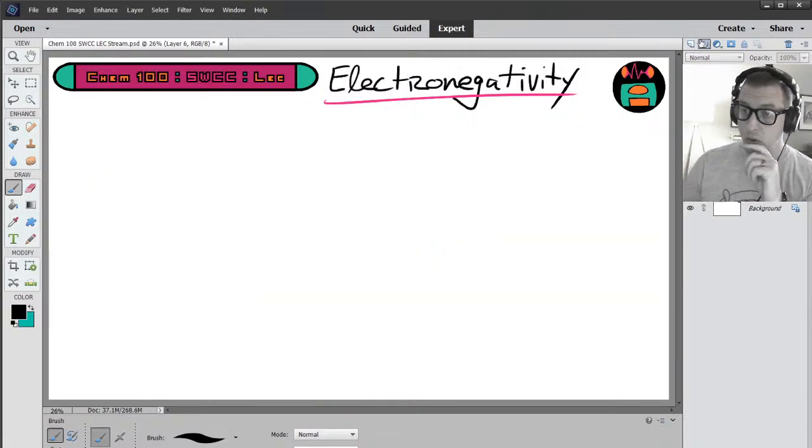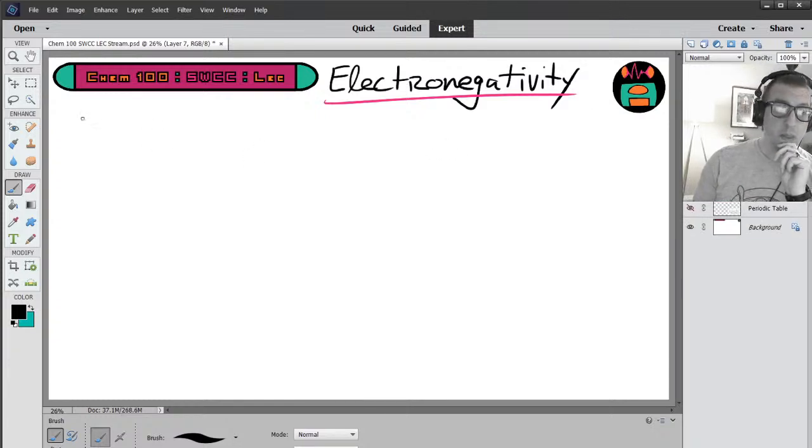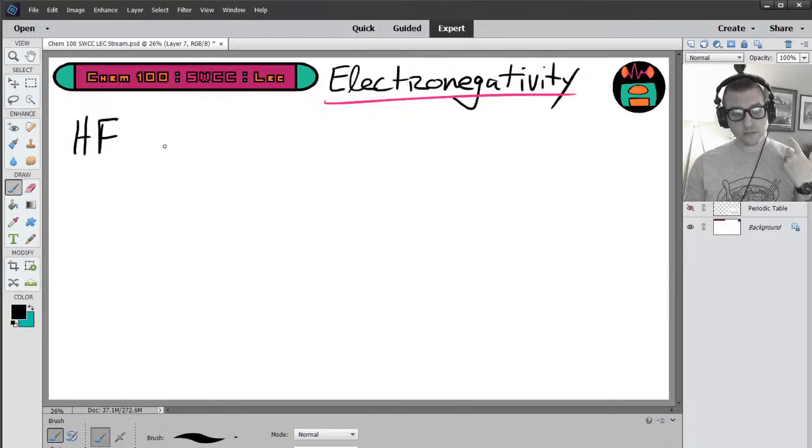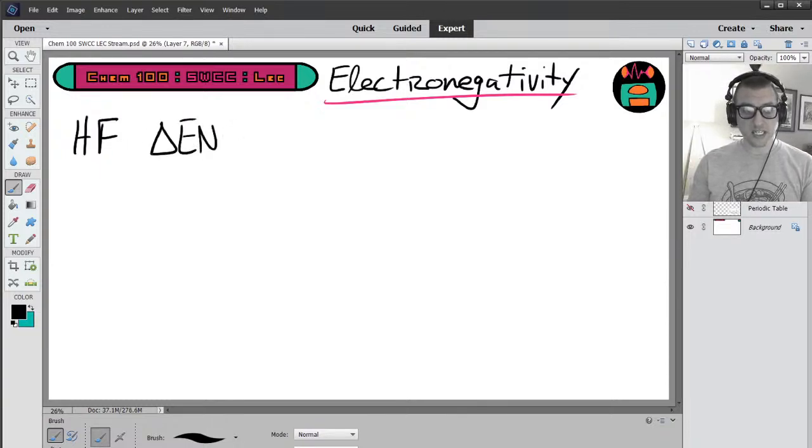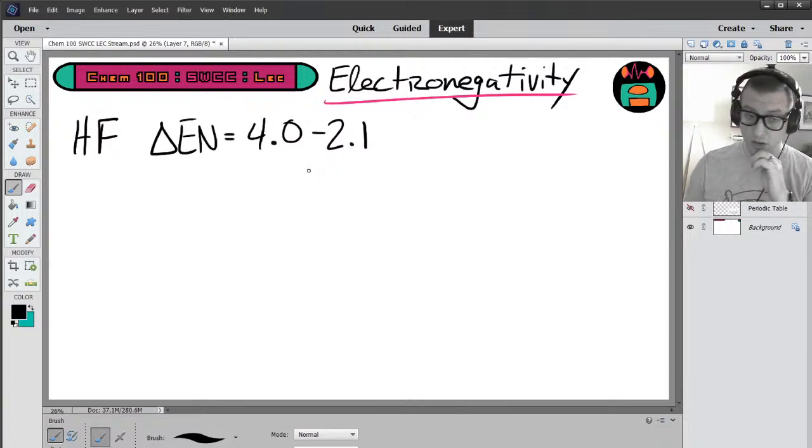Let's investigate how this affects the structure. So we're going to look at a molecule of HF. We've already done the calculation here for the electronegativity. Fluorine has an electronegativity of 4.0. Hydrogen has an electronegativity of 2.1. Or actually, we haven't done HF yet, but now we are.